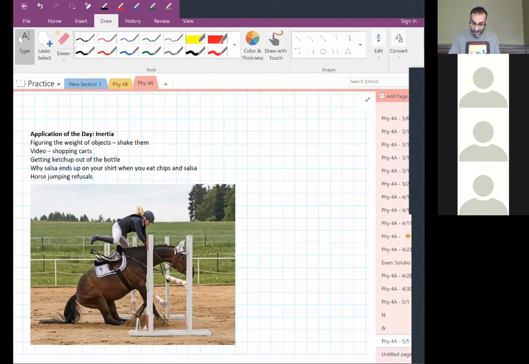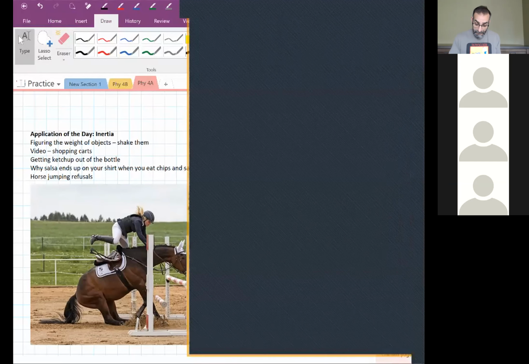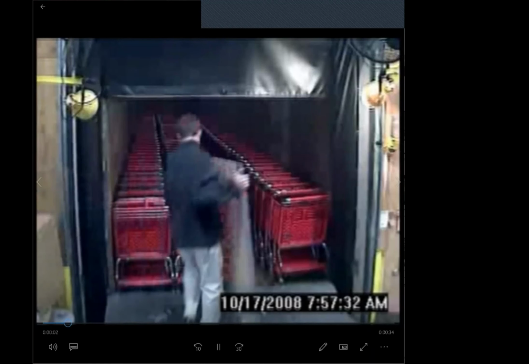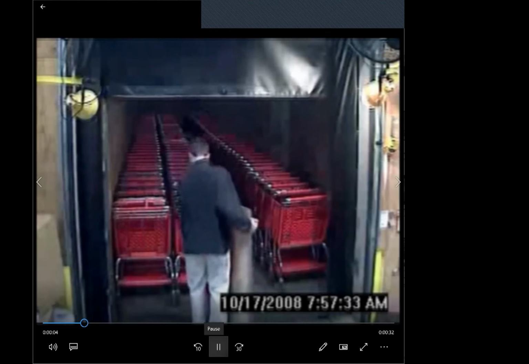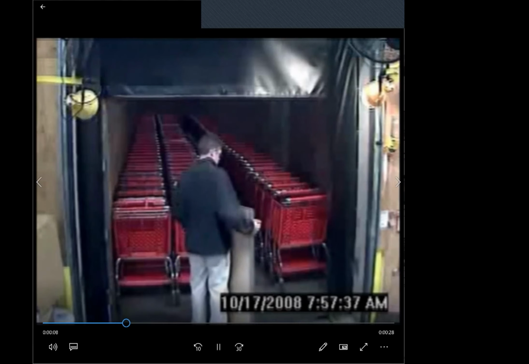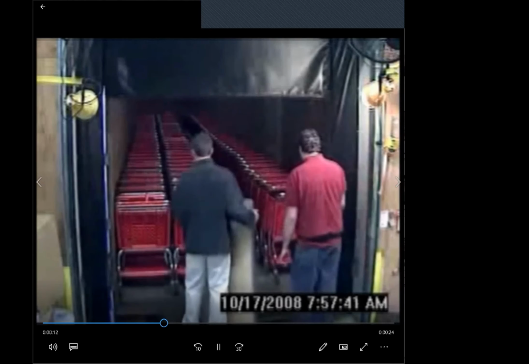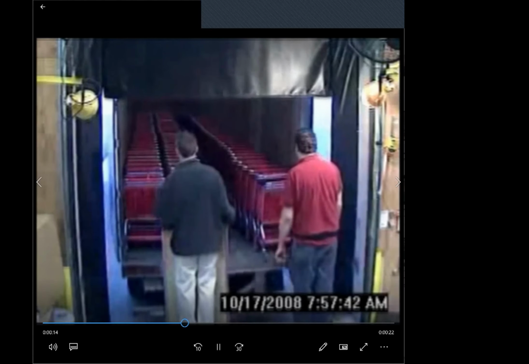Shopping cart video. Where's my video? Okay, let me share this with you. This is a video from behind a Target store. Those shopping carts sitting in a truck are on a relatively low friction surface. They're on wheels, right? Oh, the truck is moving.